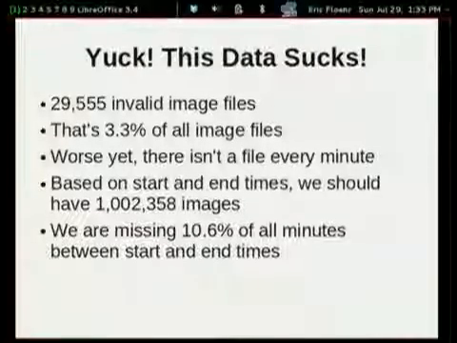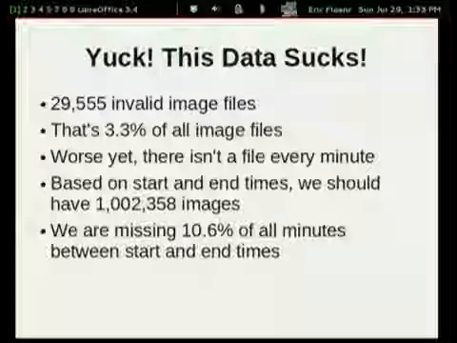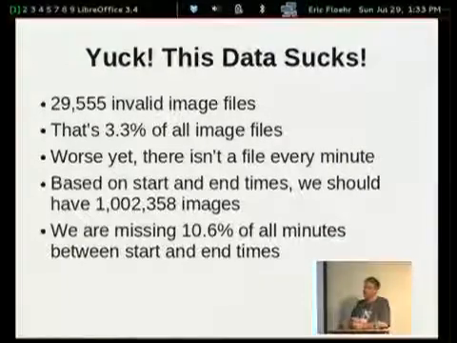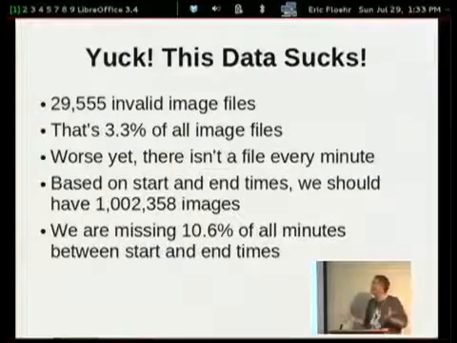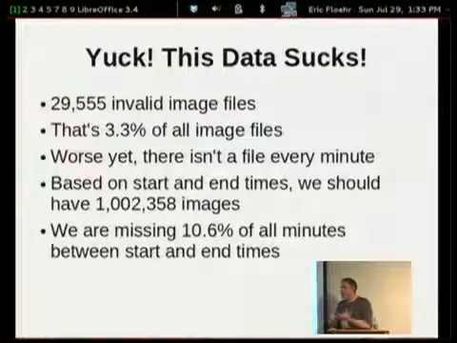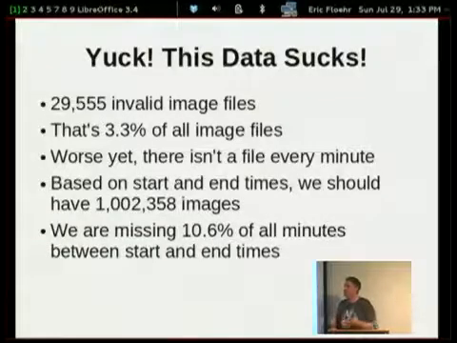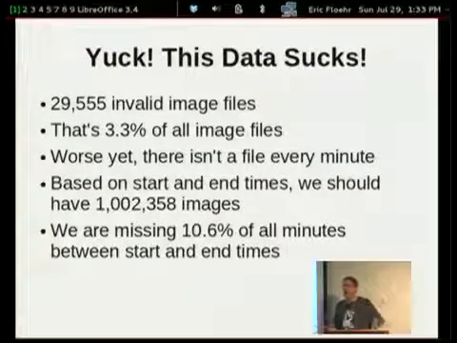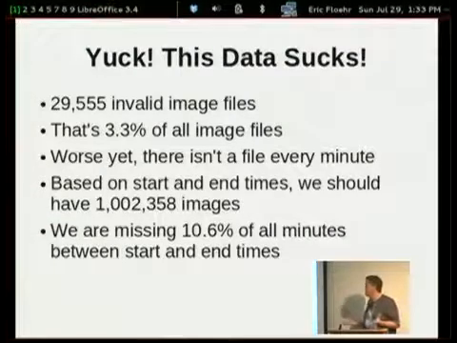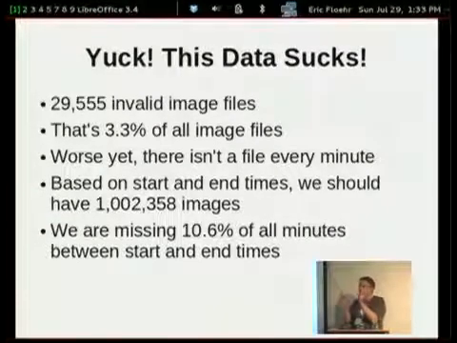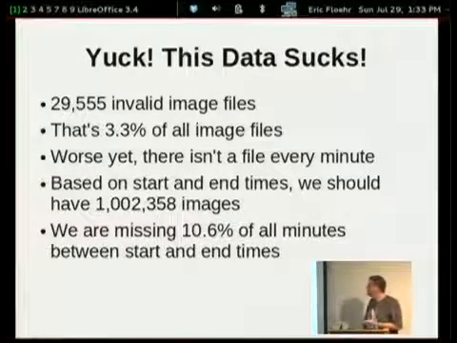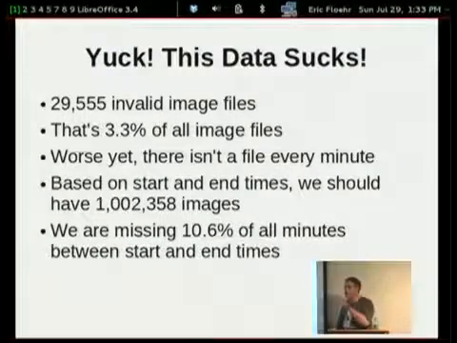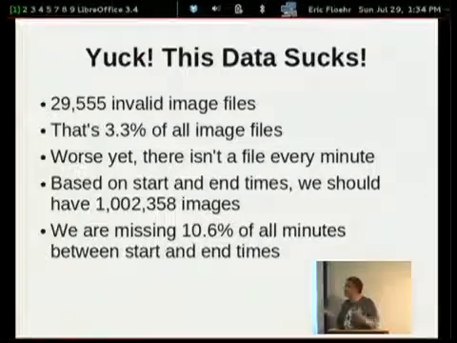So, what do we know? I mean, yeah, this data sucks. 30,000 invalid images out of those 900,000. That's 3.3% of all my images that are invalid in some way. And worse yet, there's not a file every minute. There were times when my cron job failed or my server was down or the power went out, where I don't have images. If you actually look at the number of minutes between my start and end times in the database, I should have over 1 million images. So we're missing over 10% of all minutes within that time period. That sucks.